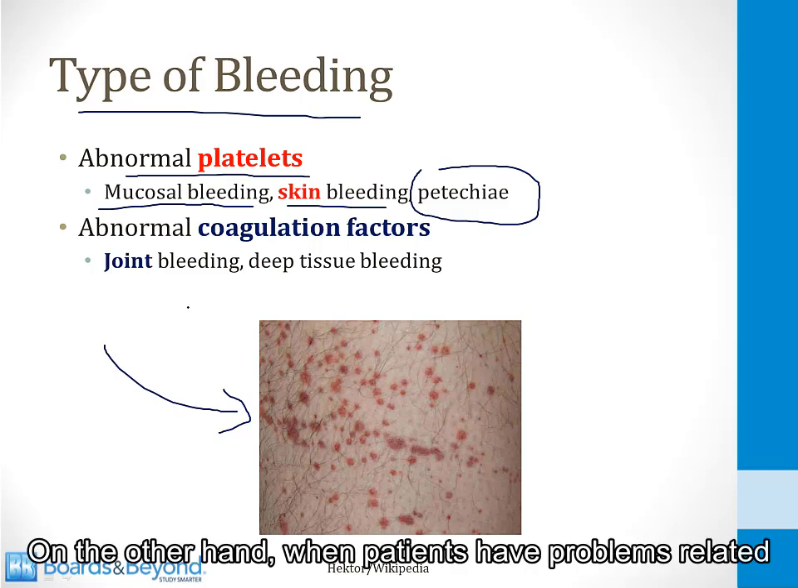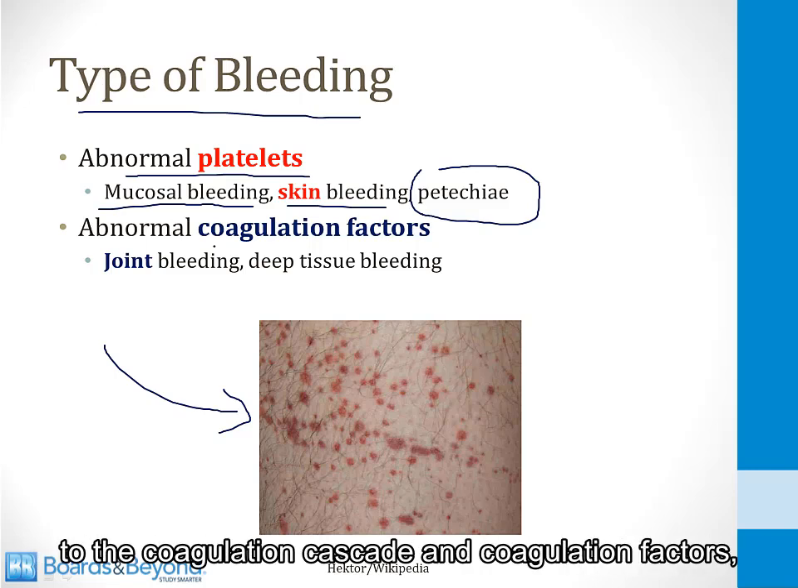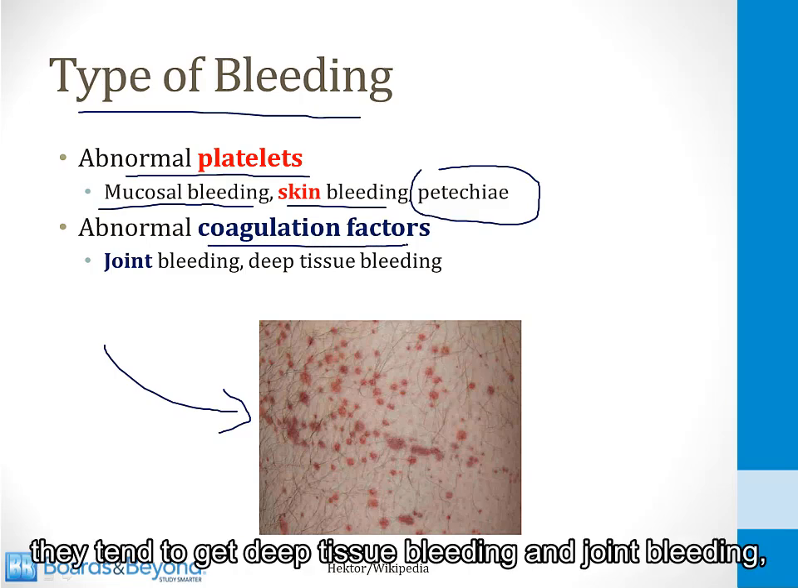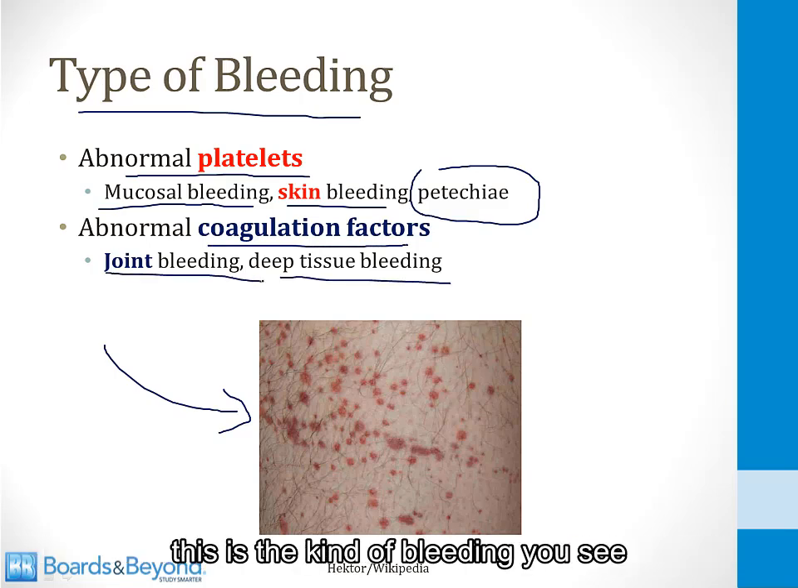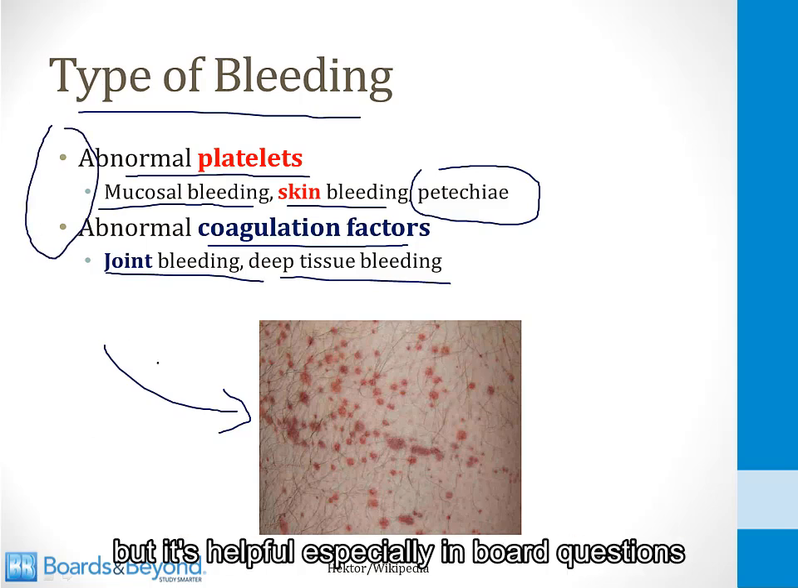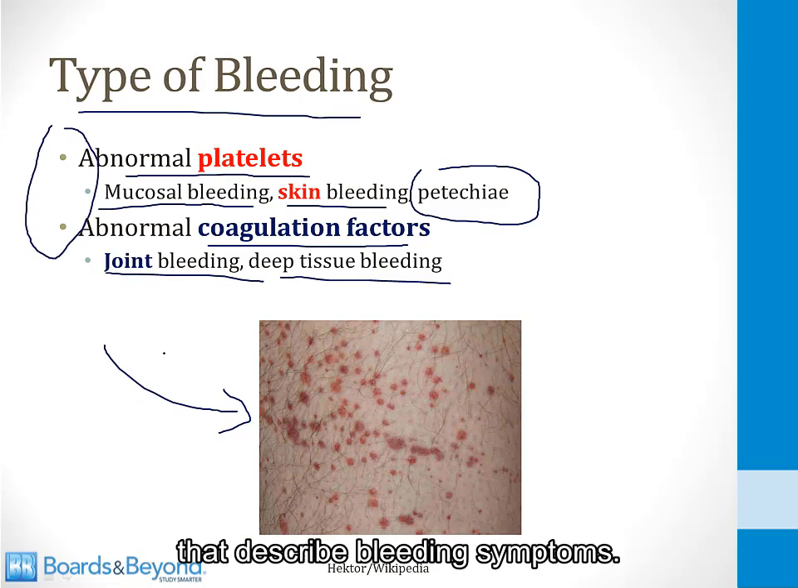On the other hand, when patients have problems related to the coagulation cascade and coagulation factors, they tend to get deep tissue bleeding and joint bleeding. This is the kind of bleeding you see in patients who have hemophilia. So this is just a rule of thumb, but it's helpful especially in board questions that describe bleeding symptoms.